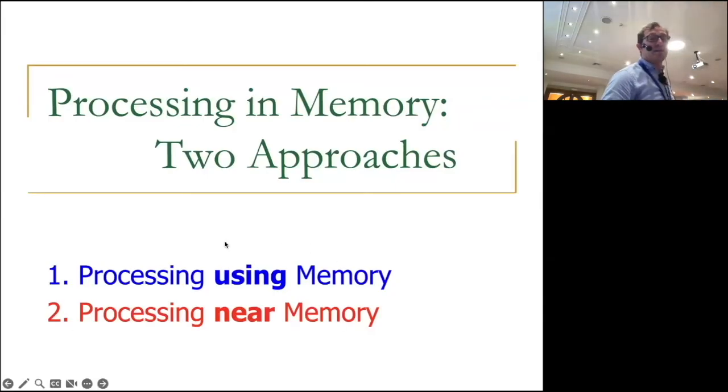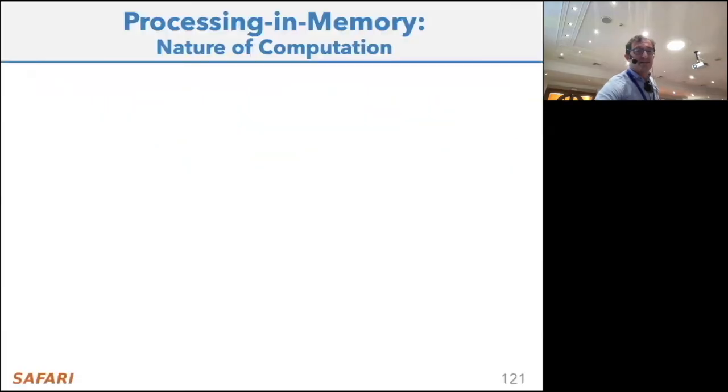So I think we're going to start with this. It's a longer-term approach. It's analog processing using memory. And then we're going to talk about processing near memory, which is very interesting also. In the end, I believe we need to combine both to maximize the benefits of processing in memory. Okay, so let's take a look at this.